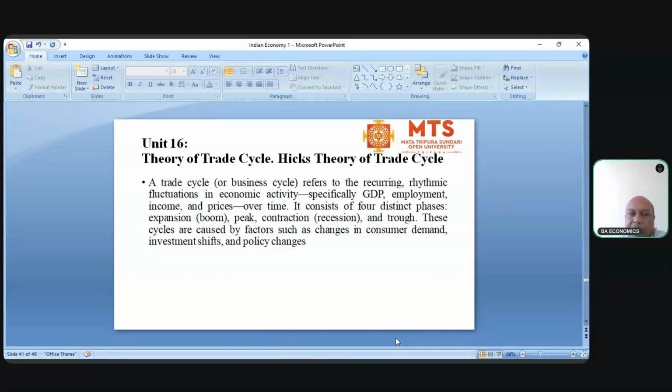So in the business cycle, there are many phases. Basically there are four phases in the business cycle. We can identify expansion when the economy goes upward, peak is the highest point, contraction when the economy goes downward, and trough. Trough is the lowest point in the economy, and then upswing. Again, the economy goes upward. It is known as a revival of the economy. So in this way, there are four phases: expansion, peak, contraction, and trough. These are the four phases of the trade cycle or business cycle.